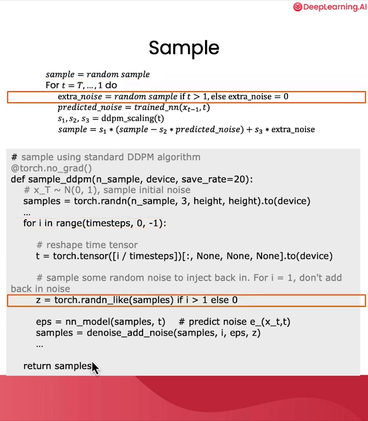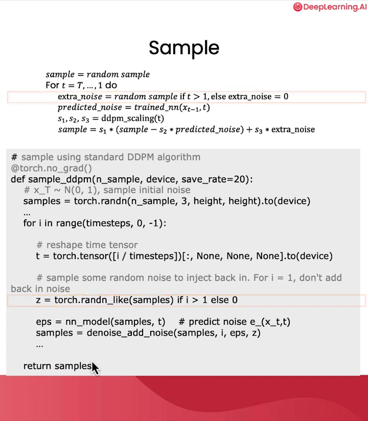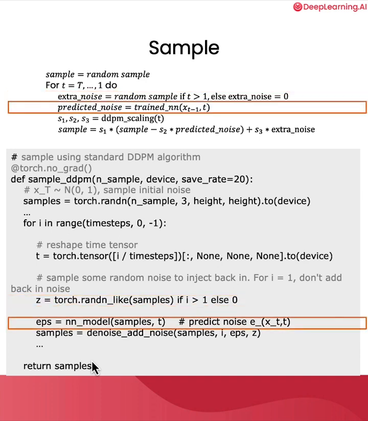Next, you'll sample some extra noise. We'll actually touch on this in a minute, so don't worry about this just now. Here's where you actually pass that original noise sample back into your neural network, and you get some predicted noise. And this predicted noise is the noise that the trained neural network wants to subtract from the original noise to get something that looks more sprite-like.